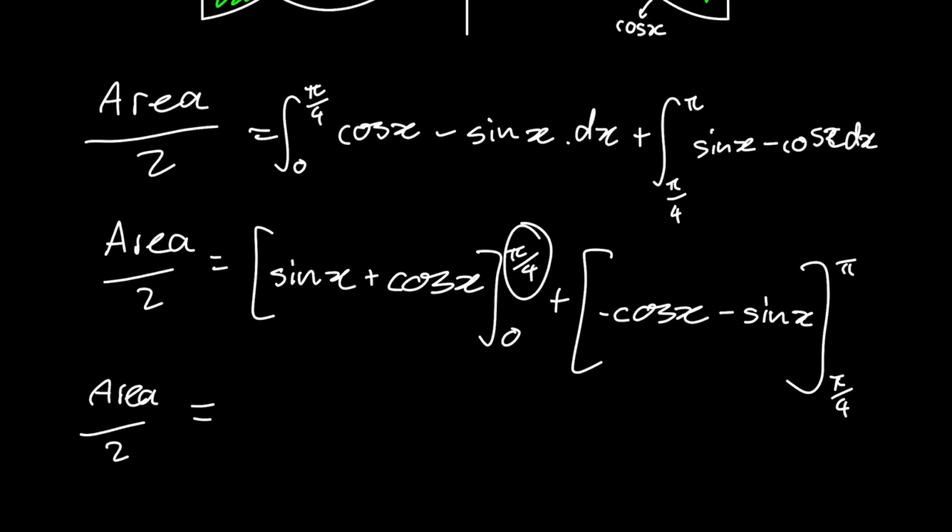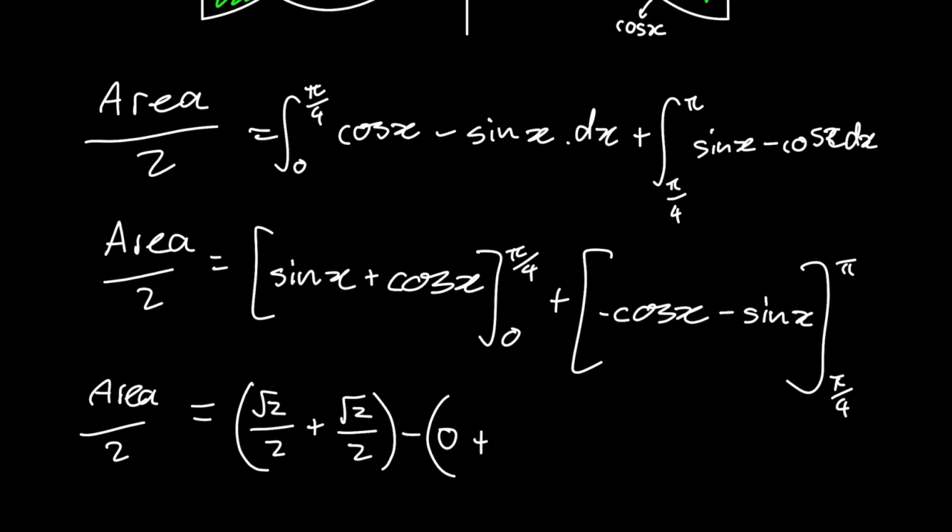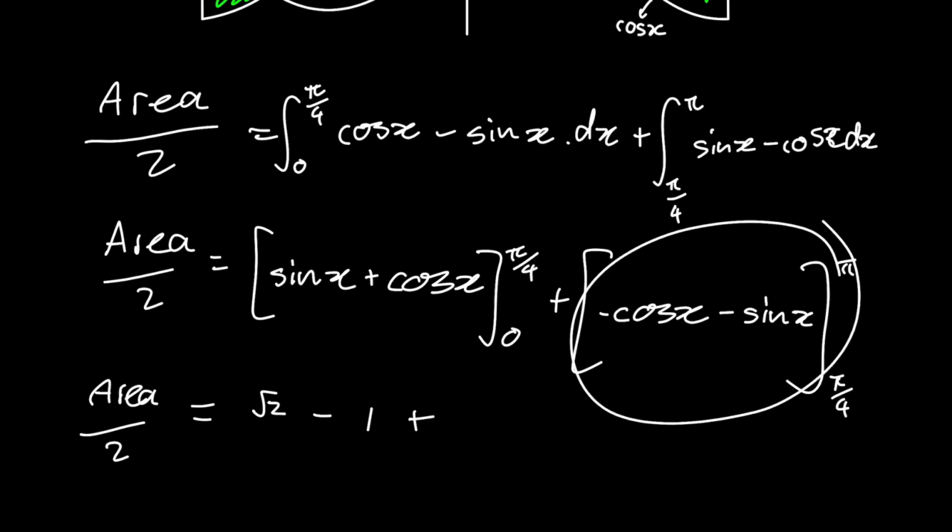sine of pi by 4 is equal to root 2 over 2 plus cosine of pi by 4, which is also root 2 over 2. And from that we subtract, substituting now in 0, sine of 0, which is 0, plus cosine of 0, which is 1. So we are subtracting 1. And then to simplify this, it's just equal to root 2. So we have root 2 minus 1. Okay. Now we solve this side of the equation.